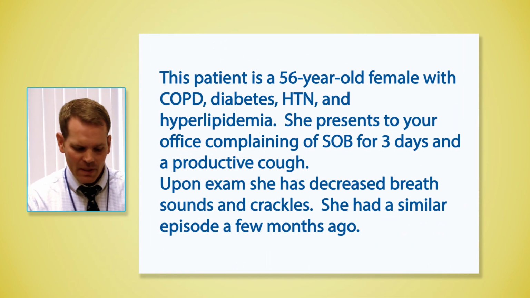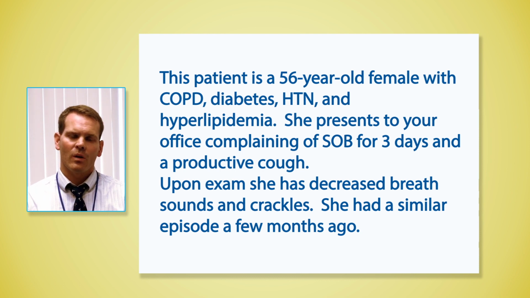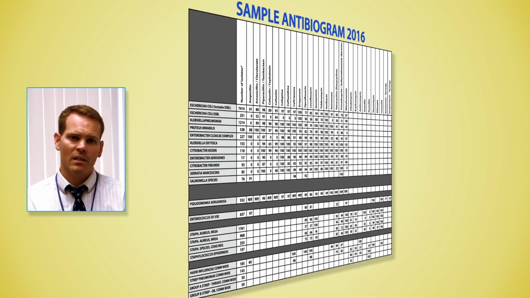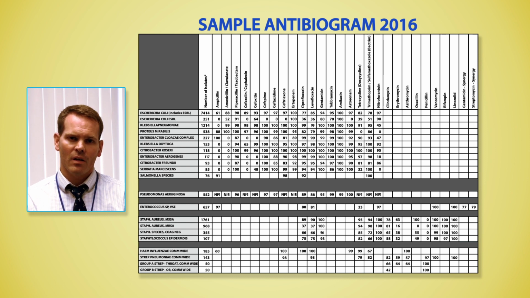Thanks, Wally. Yeah, so let's switch gears a little bit. Our next patient is a common patient that you'll encounter in the clinic. Essentially, this patient is a 56-year-old female who presents with an upper respiratory tract infection. She has purulent sputum. On exam, she's got diminished breath sounds and crackles, and you suspect that she has a community-acquired pneumonia.